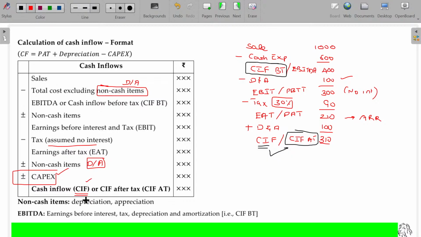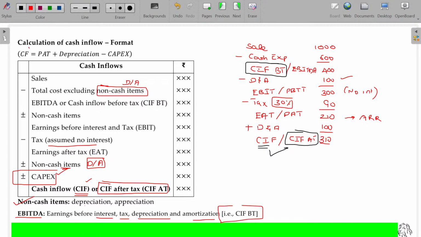In simple sense, cash inflow represents only cash inflow after tax. So you need not see whether it is cash inflow after tax or before tax. If it is only cash inflow, no need to worry about that. That's cash inflow after tax only. Clear? So the non-cash items I have given here are nothing but depreciation and appreciation. All these things will come. EBITDA means earnings before interest, tax, depreciation and amortization. That is cash inflow before tax. So this is the format.